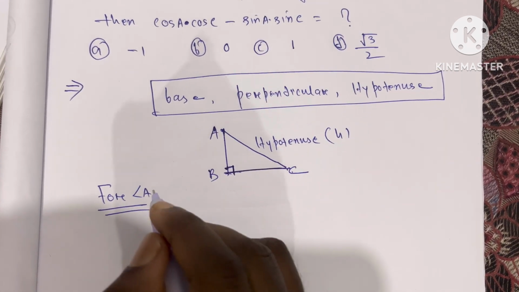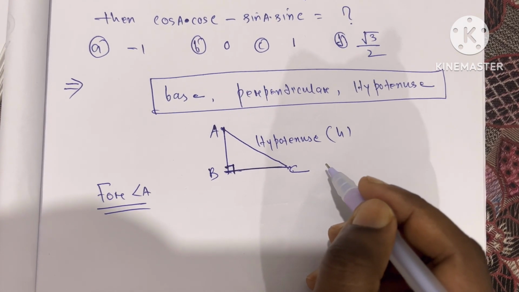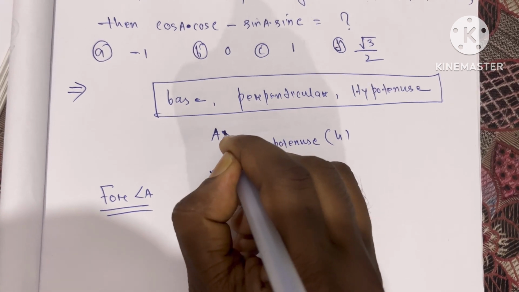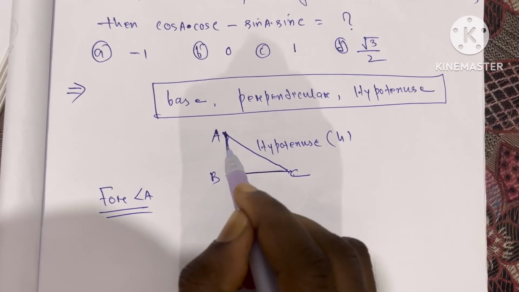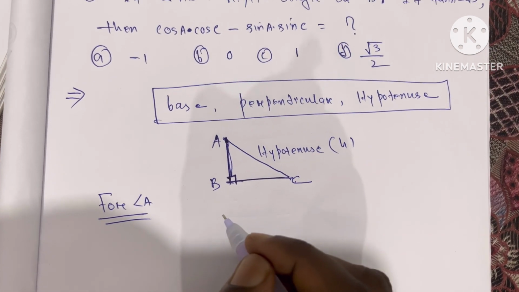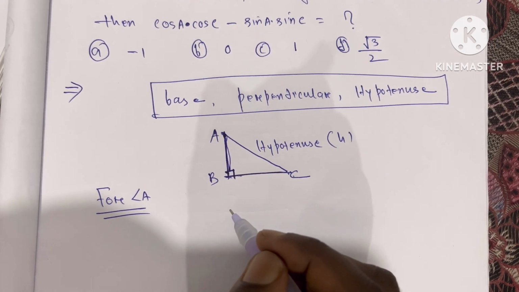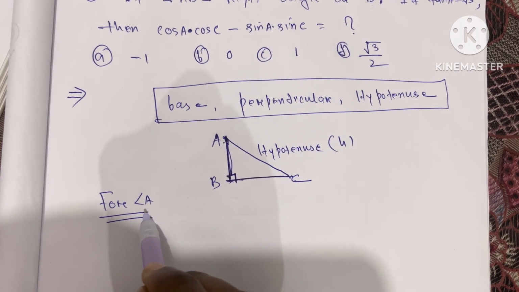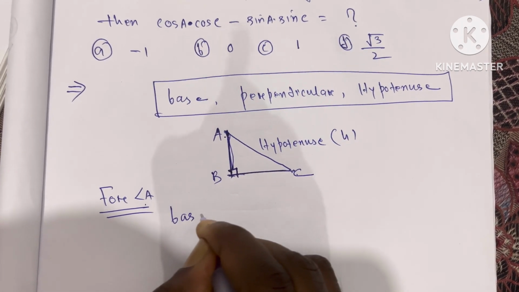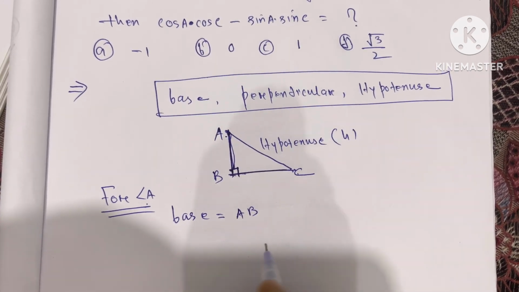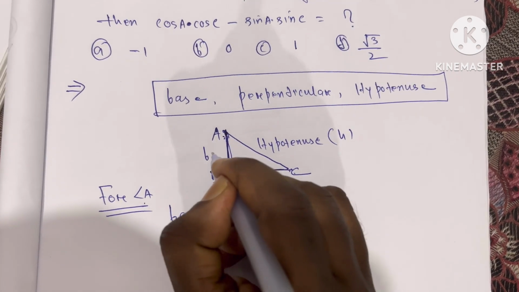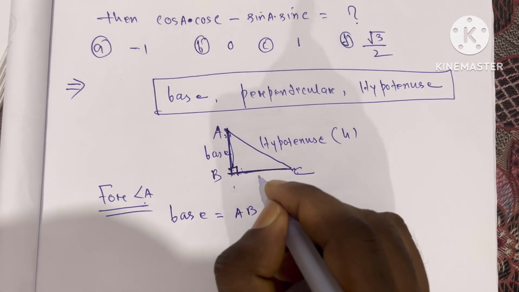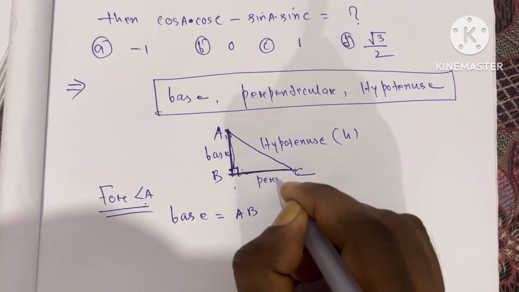For base and perpendicular, it depends on the angle. If you consider angle A, then for angle A this will be the base. Base means the line between the given angle and the 90 degree angle. So I consider angle A, that's why the base will be AB. If this is the base, then the perpendicular will be the side BC. This side is called the perpendicular.